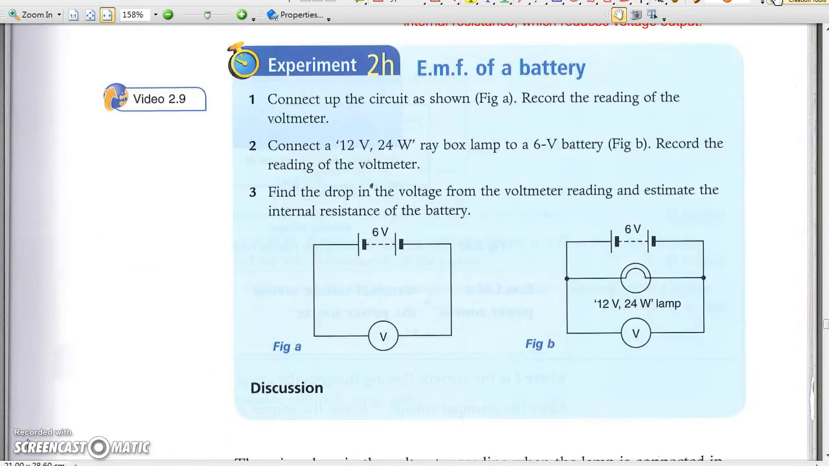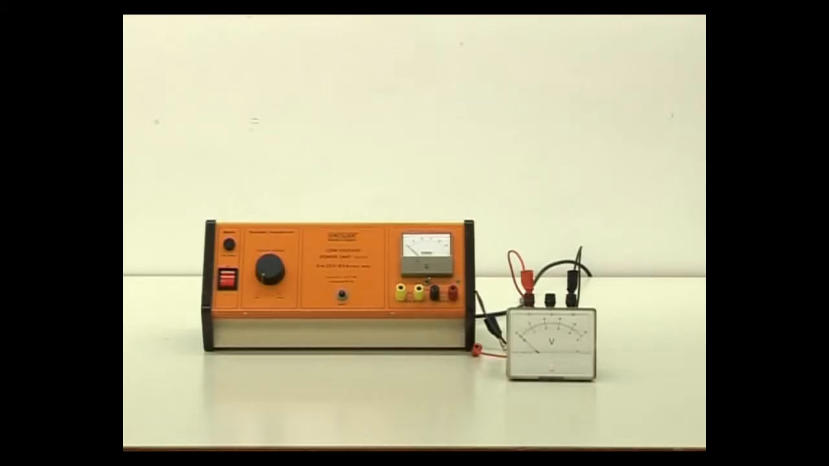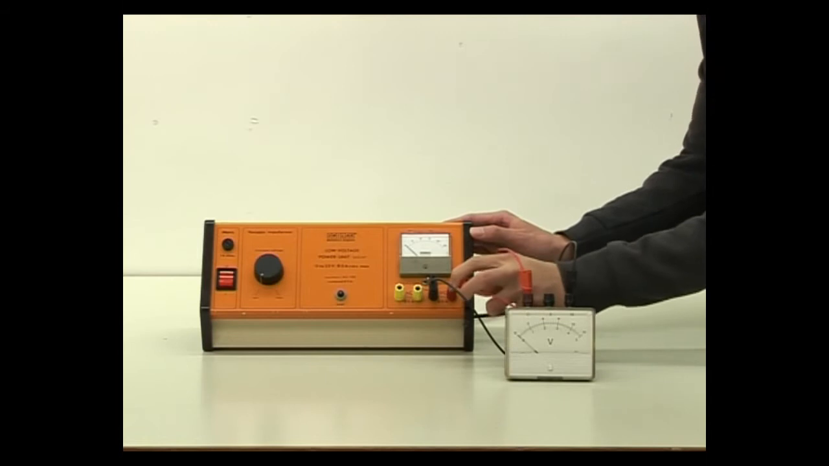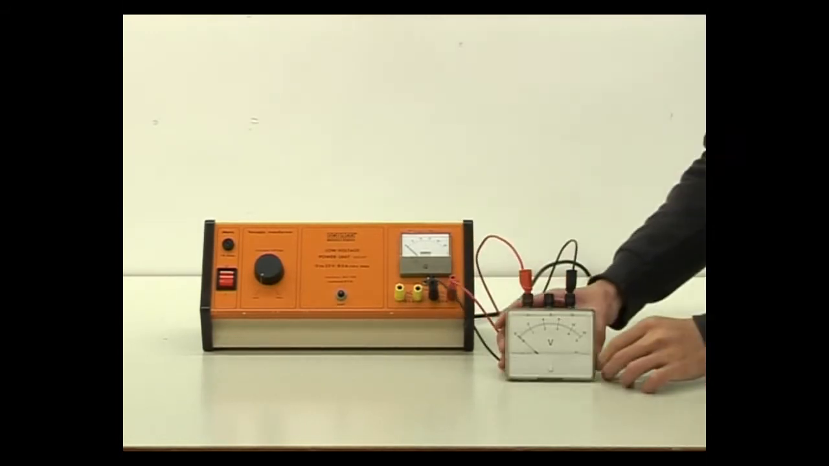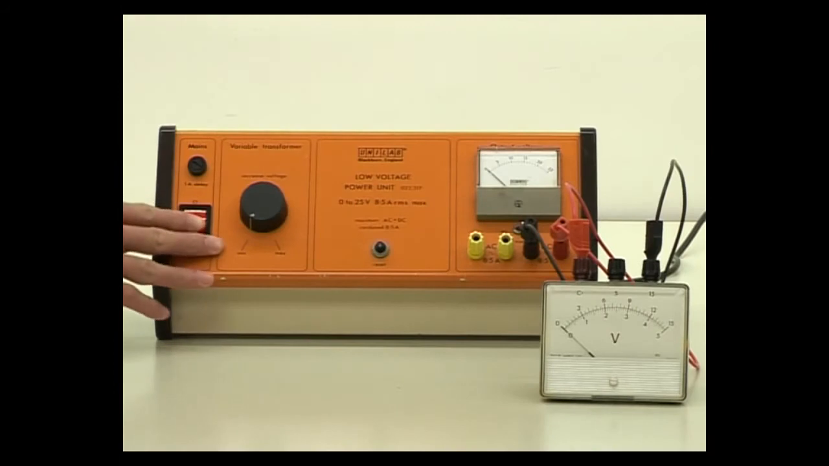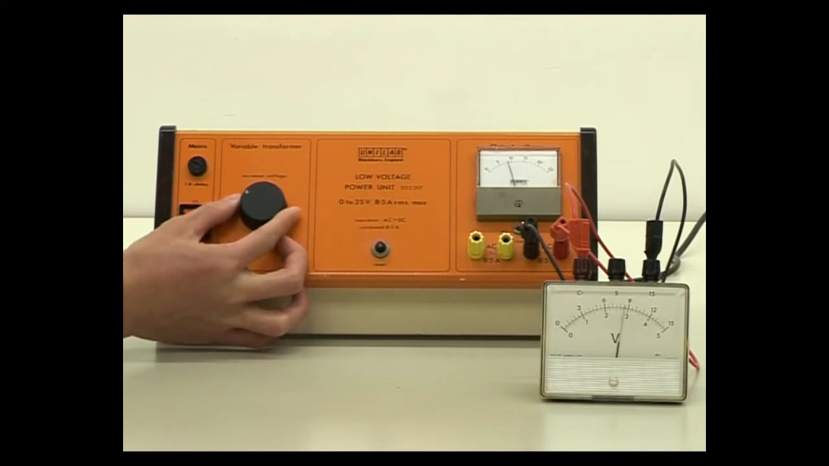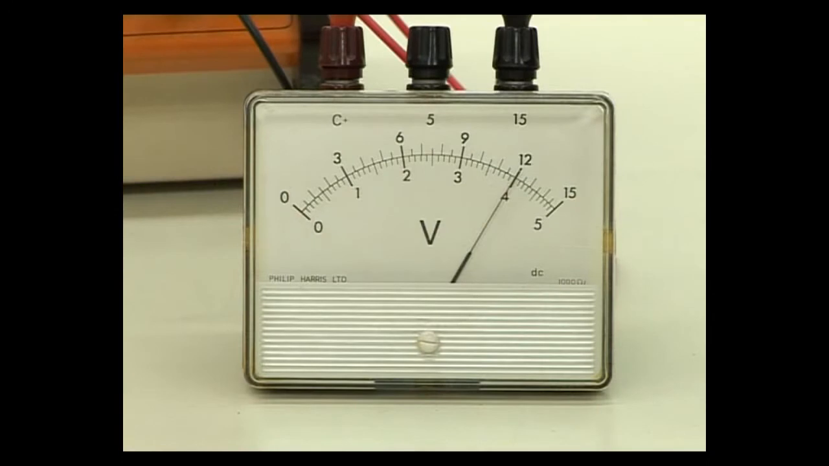Experiment 2H. EMF of a battery. We will study the effect of internal resistance of a power supply on the voltage it provides. Connect a voltmeter across the DC terminals of a power pack. Set the output of the power pack to 12 volts. Take the voltmeter reading. This is the EMF of the power supply.